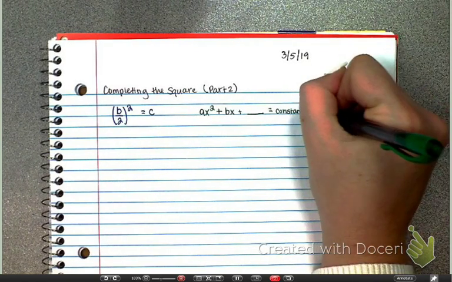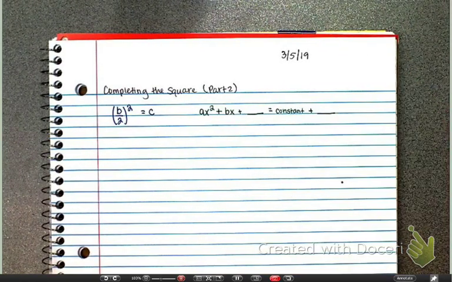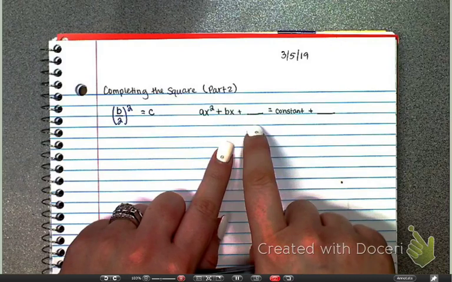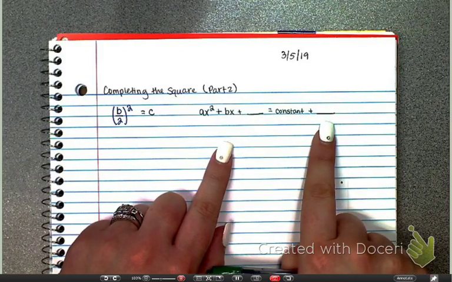And then whatever you do to one side of an equation, you always have to do to the other side of the equation, right? So if you're solving 2x plus 5 equals 7, and you subtract 5, you have to subtract 5 from both sides. So when I add this C term to the left-hand side, I also have to add it to the right-hand side.